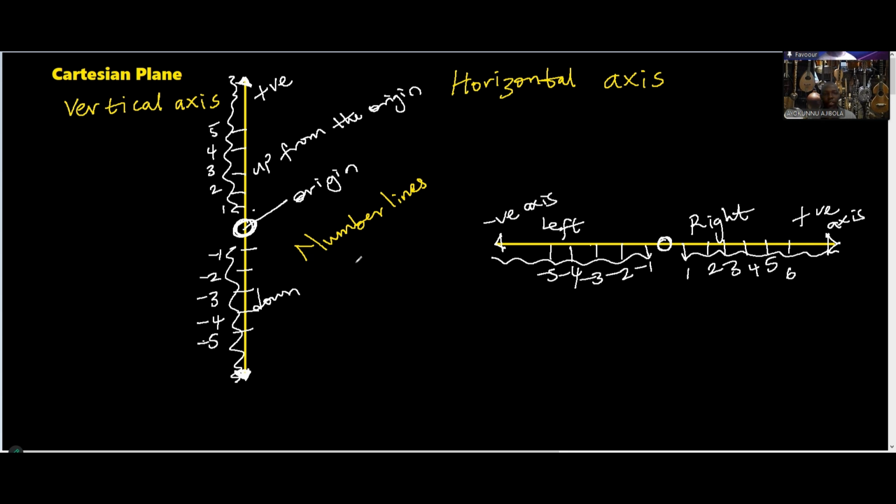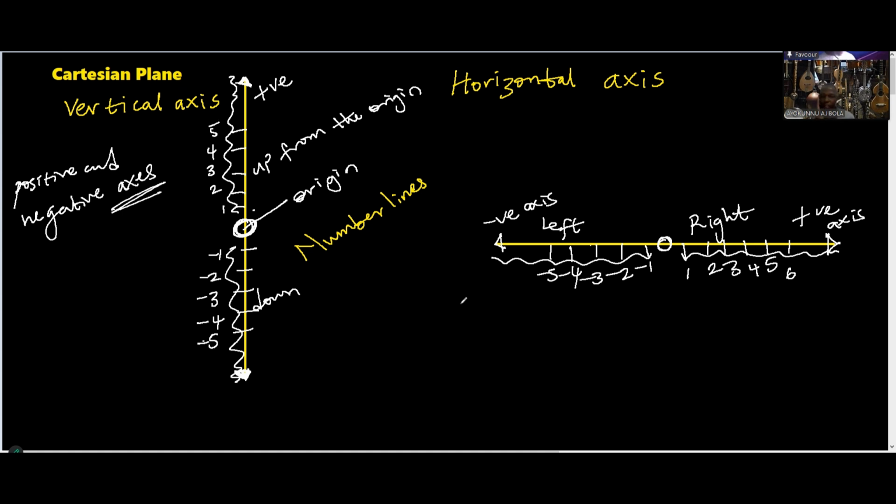If you want to mention them together, you can say that under the Cartesian plane, we have positive and negative axes. Axes, with the ES ending, is the plural, but when it's singular, it's axis.